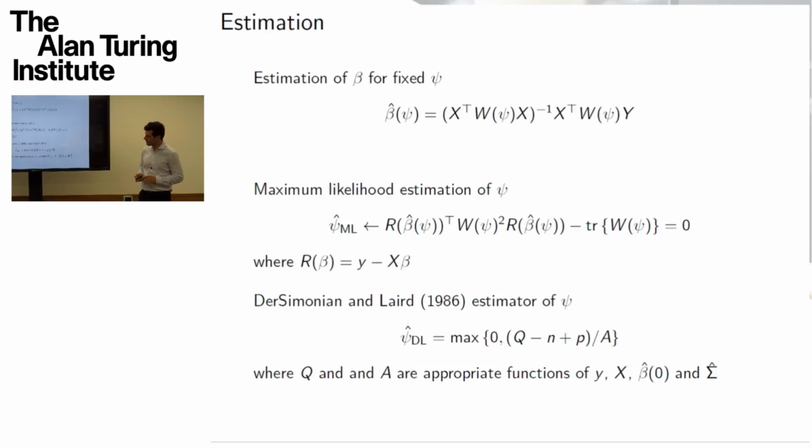You can use the maximum likelihood estimator of psi, which results as the solution of a simple nonlinear estimating equation here. R is the residuals. And an alternative and classical estimator for psi is the DerSimonian and Laird estimator, where they use moments and the Cochran Q statistic in this particular way to get an estimator of psi. So both of these are used in the literature, with a preference for the DerSimonian and Laird.